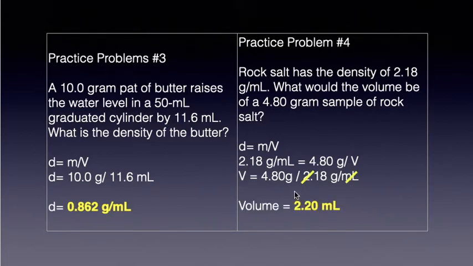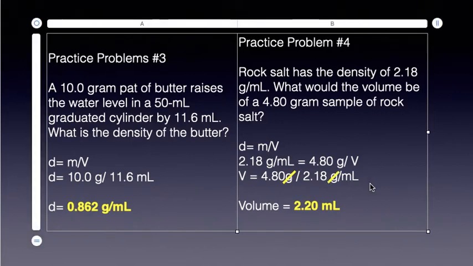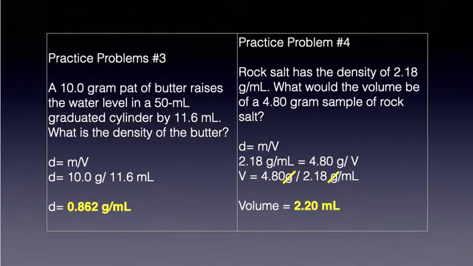The grams can cancel. Oops, this line should be over here on the grams. The grams are the ones that are canceling. My lines must have been off a little bit. Let me put those back over there. So our grams are going to cancel, and then we're going to divide it out. So we divide it out as 4.8 divided by 2.18, and our volume is 2.20 milliliters.